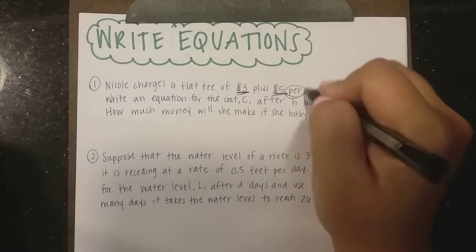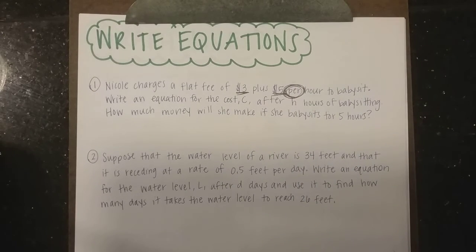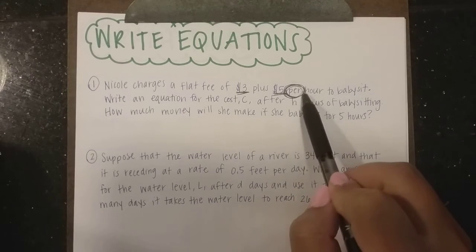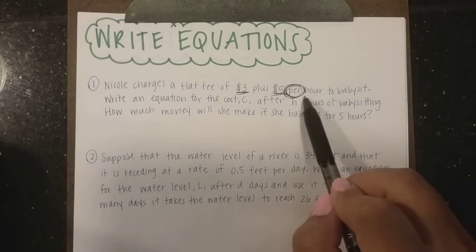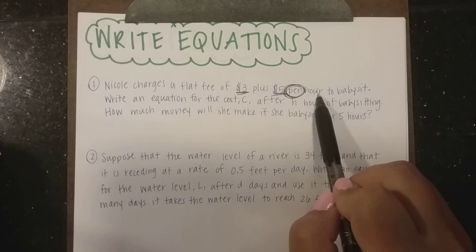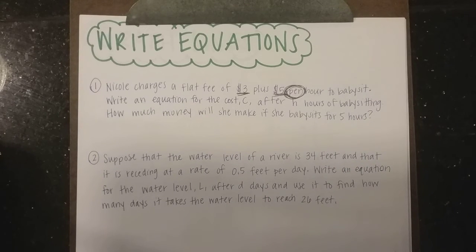So whenever you see that "per," you know that's going to be the part that changes. "Per" is what you're going to have to multiply, right? So anytime you see "per," you can take the number times whatever unit. In this case, we've got hours, right? So I'm going to say $5 times the hours. And then that flat rate, we'll talk about in a second when we start writing our equations.